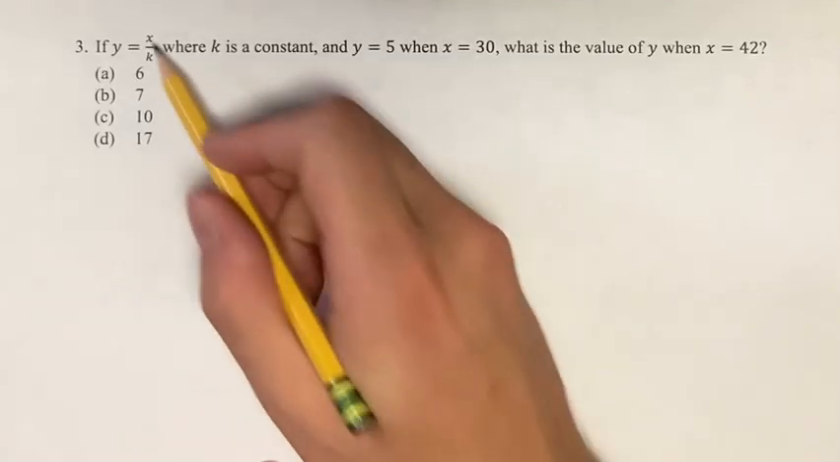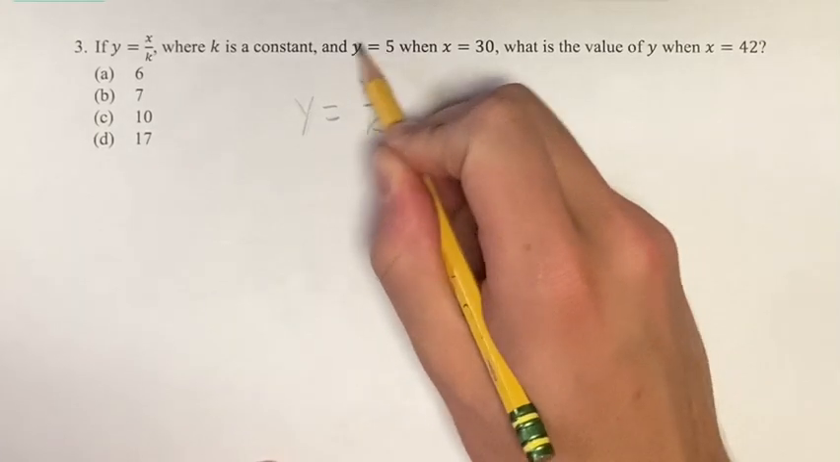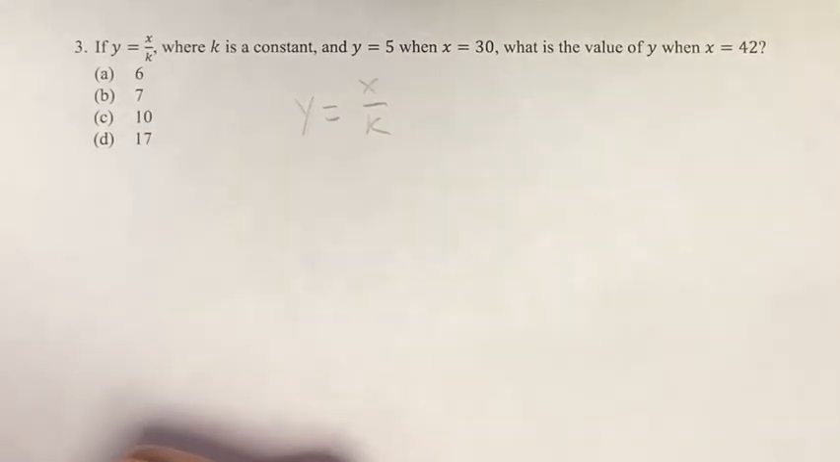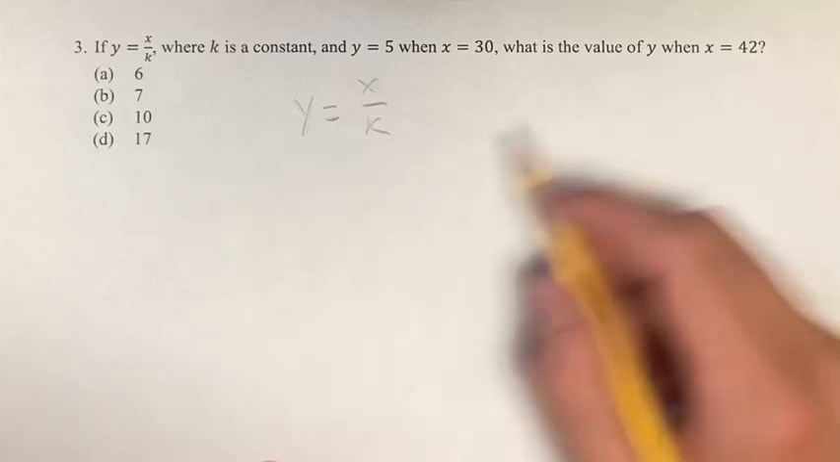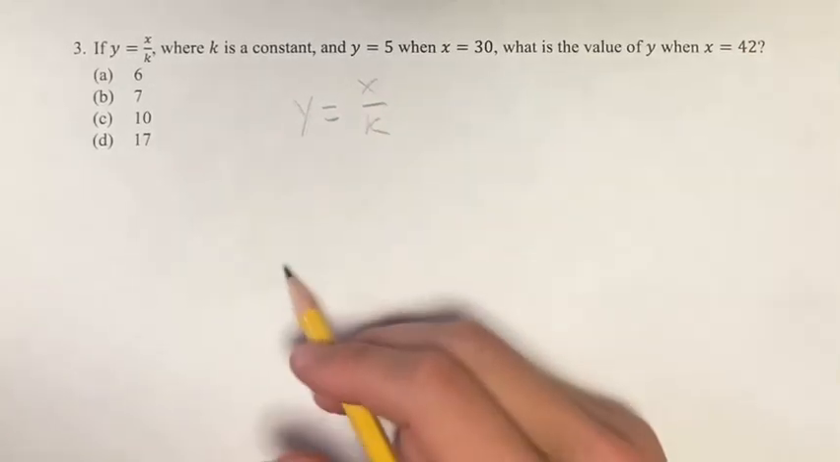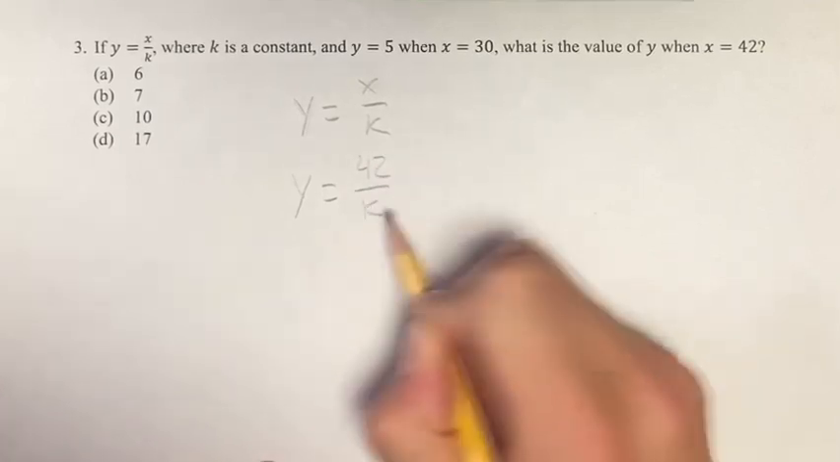In this problem, we're given the equation y is equal to x divided by k, and we're told y is equal to 5 when x is equal to 30. We're asked what is the value of y when x is equal to 42. So to find the value of y when x is equal to 42, we just plug in 42 for x. So y is equal to 42 divided by k.